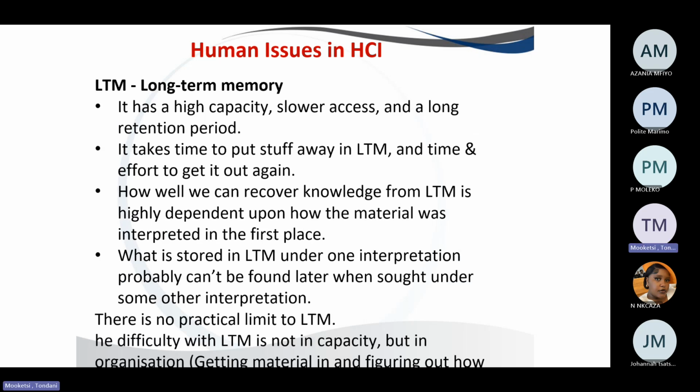Okay. Then we come to long-term memory. This one is exactly the opposite of short-term memory. So it has high capacity, meaning that it can store large amounts of information, slower to access, and a long retention period. So it takes time to put stuff away in long-term memory and time and effort to get it out again.